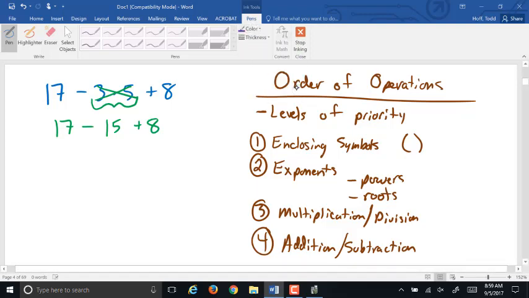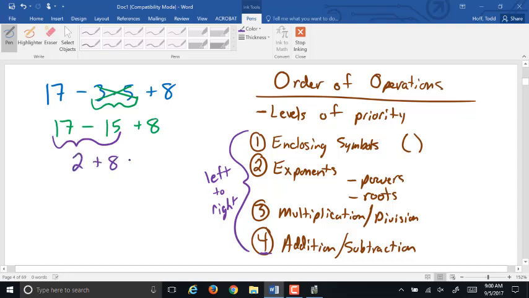Now from there, we're down to addition and subtraction. Addition and subtraction are both on a level 4 priority. So if they're on the same level, then we work left to right. So we're going to do the 17 minus 15 first, which is 2. Again, the plus 8 is still there. 2 plus 8, 10.